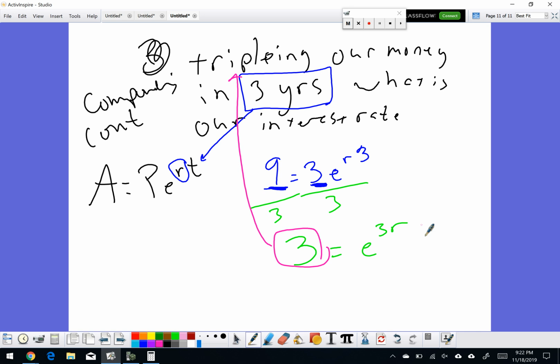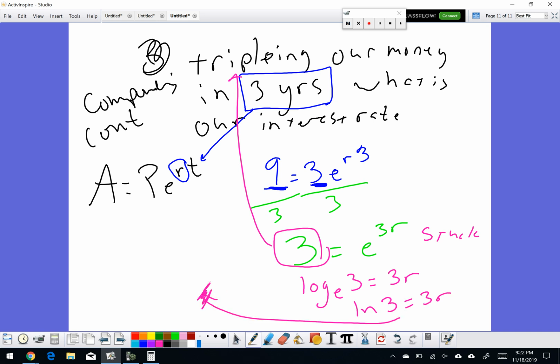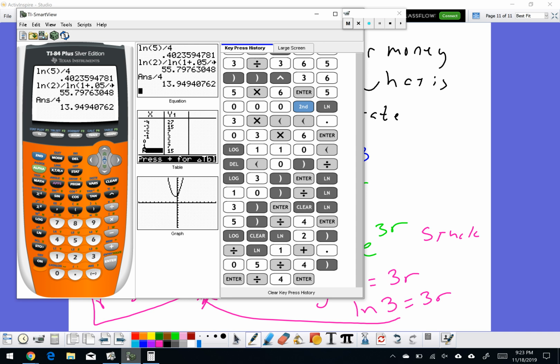Okay, so once again, it looks like we're stuck here. So once I'm stuck, I go into a logarithm. So this would be log base e of 3 equals 3r, which is ln of 3 equals 3r. So our interest rate is ln of 3 over 3. That would be our exact interest rate, because once again, as soon as I put it in our calculator, it's an estimate. Let's go ahead and find that.